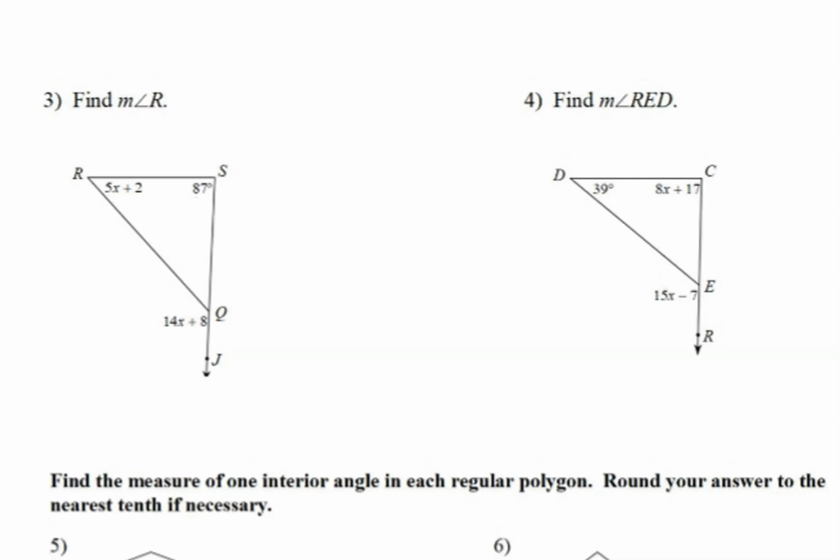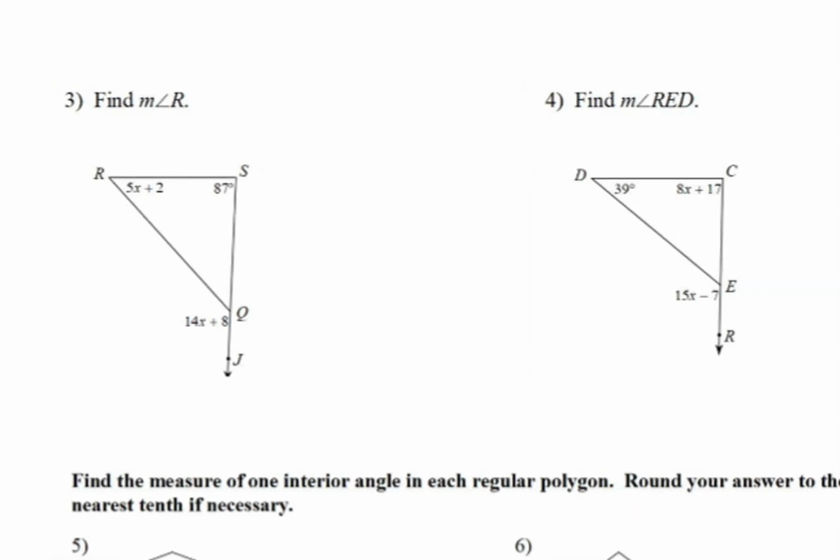We have binomials instead of just numbers. But we can still set up whatever we want. They said find the measure of angle R. So you might highlight angle R so you know when we're finding X, then we can plug it back in. On your assignment, know that sometimes it just says solve for X. And if it just says solve for X, that's all you do. But on this one, it says find the measure of angle R. So we're going to solve for X, and then we'll plug it back in.